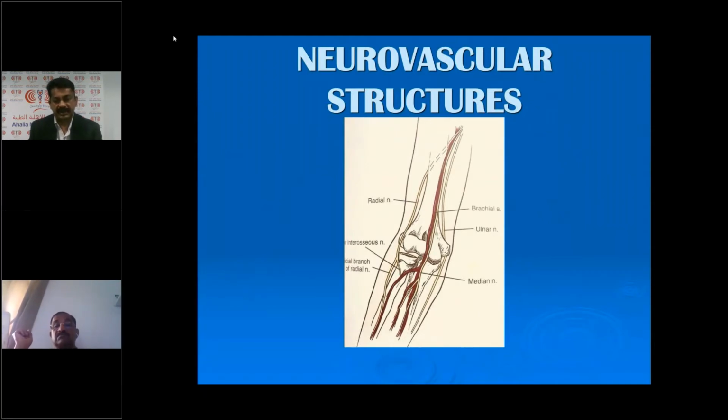So we see the brachial artery and the median nerve which traverse the antecubital fossa, the radial nerve which comes from posterior to anterior at the level of the olecranon fossa, that is laterally, and medially we will see the ulnar nerve that traverses behind the medial epicondyle. So all these are prone to injury in a displaced supracondylar fracture. We'll come to that.